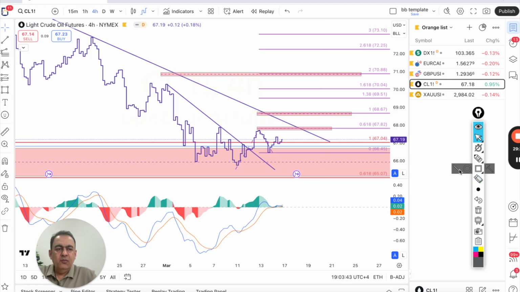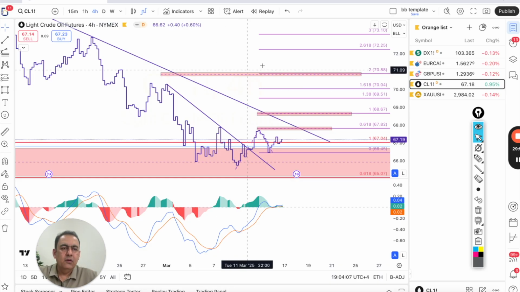So my plan would be to wait patiently, let it come closer to the second trend line, and look for a sell opportunity. If not, then from 68.67, and all higher Fib levels are basically potential sell areas. And I'll be targeting at least 57.5. So sell on the rise is the plan for crude oil.